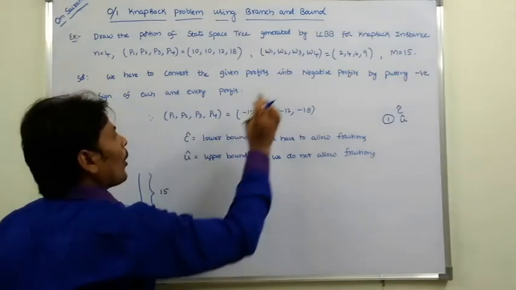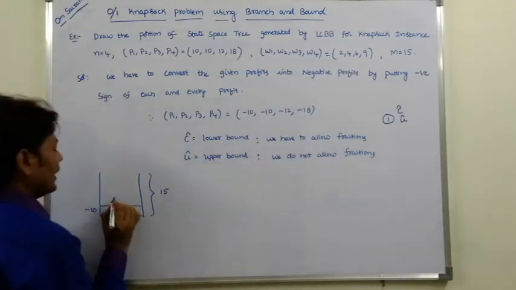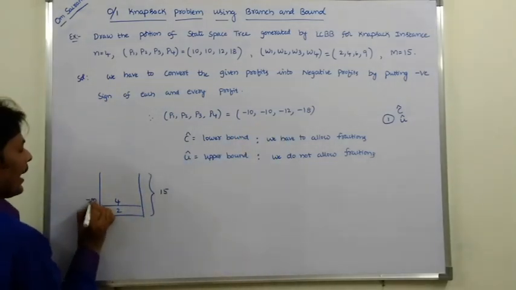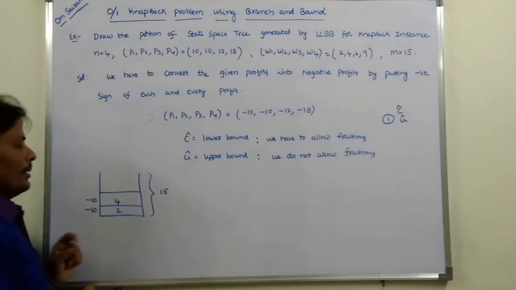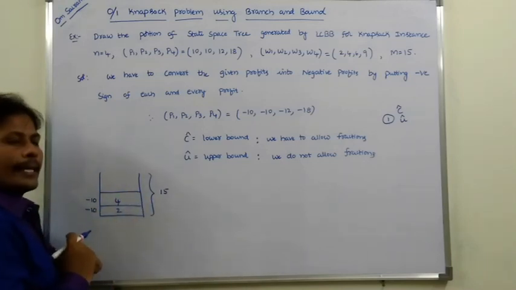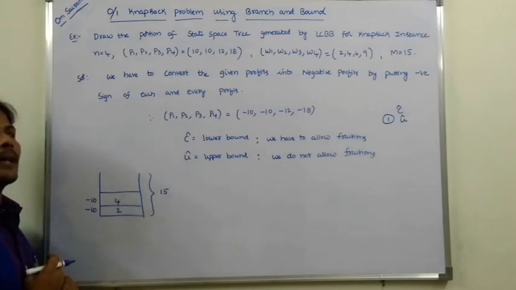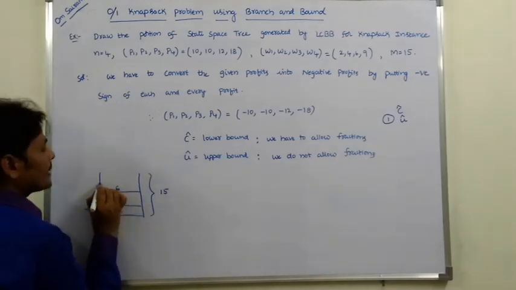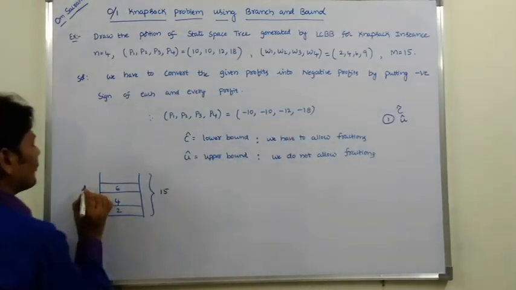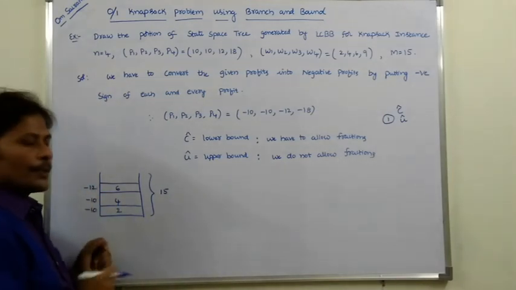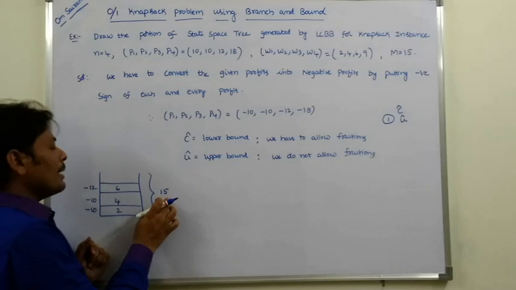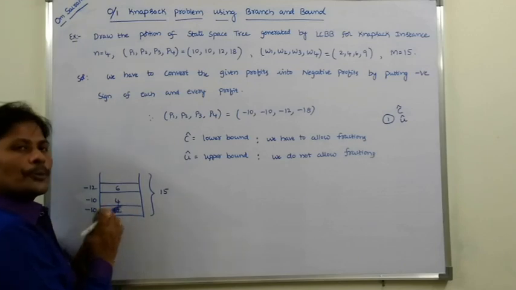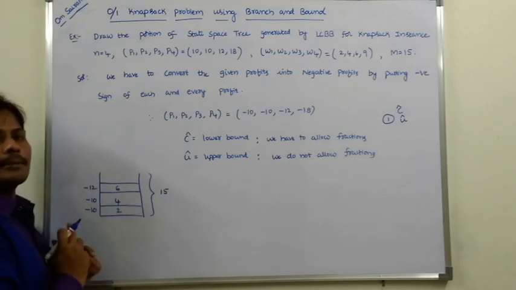Next, the second object is placed into the knapsack. Its weight is 4. Its corresponding profit is minus 10. Now 2 plus 4, that is 6. 15 minus 6, the remaining capacity is 9. Now we have to place the third object into the knapsack. Its weight is 6 and the corresponding profit is minus 12. So what is the remaining capacity? 15 minus 6 plus 4 plus 2, that is 6 plus 4 is 10, 10 plus 2 is 12. So 15 minus 12, that is 3.